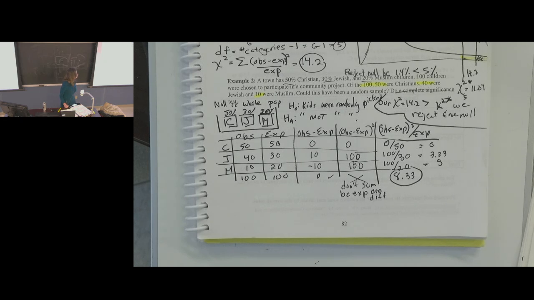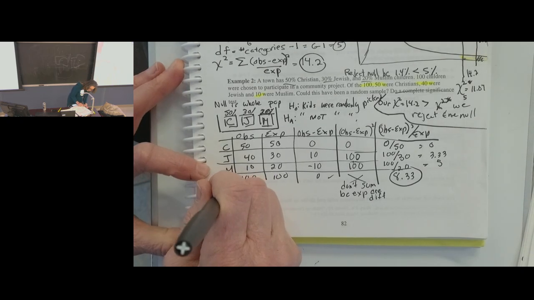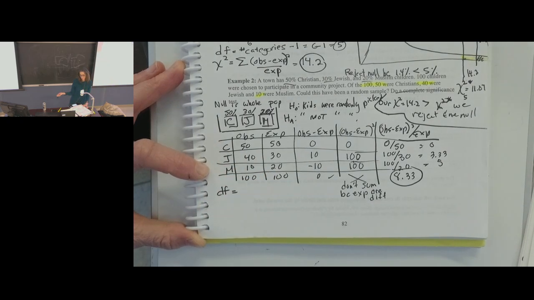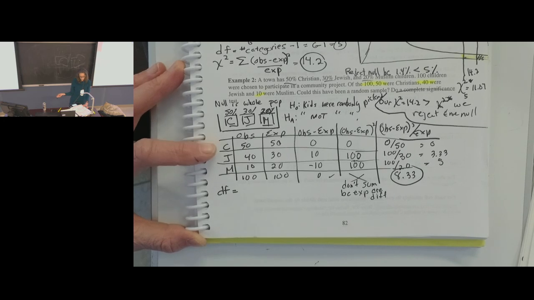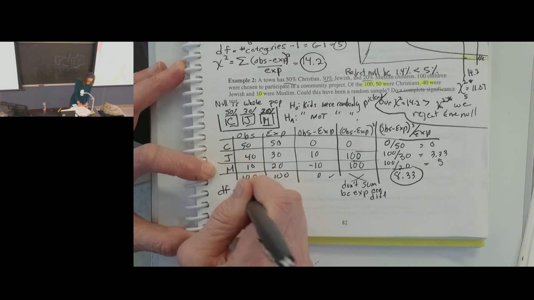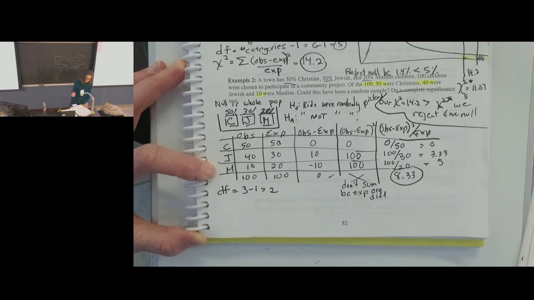All right, now what are we going to do? We have to get, first, the degrees of freedom. So the degrees of freedom are going to be what? What are they going to be? 3 categories minus 1. So 2 degrees of freedom.